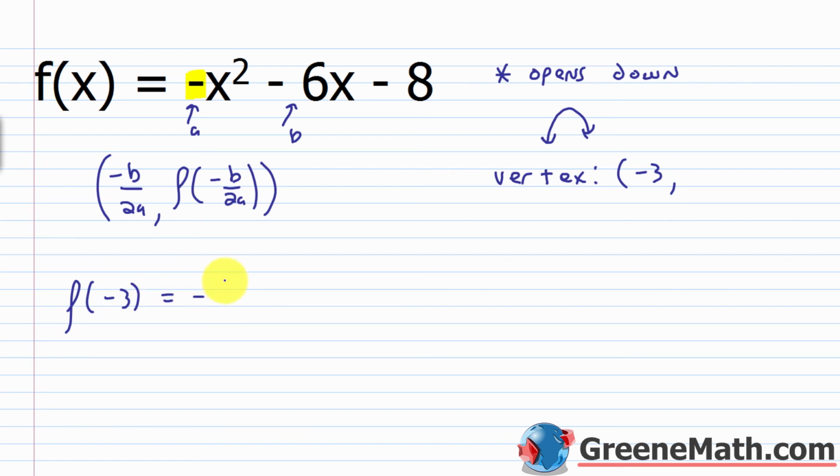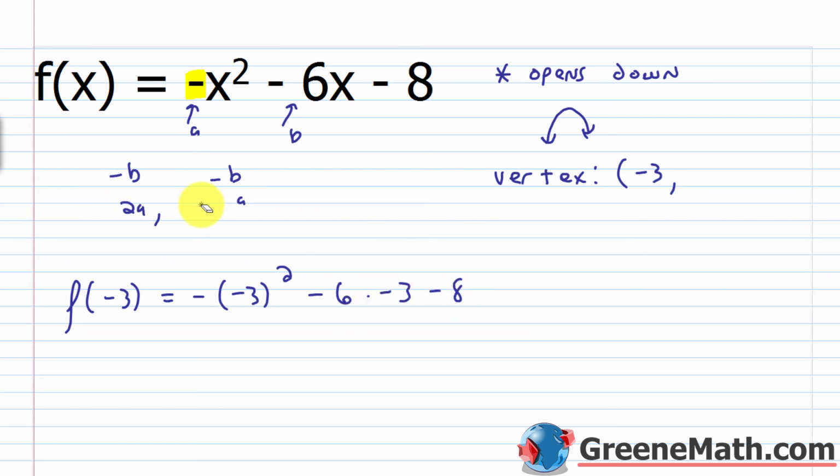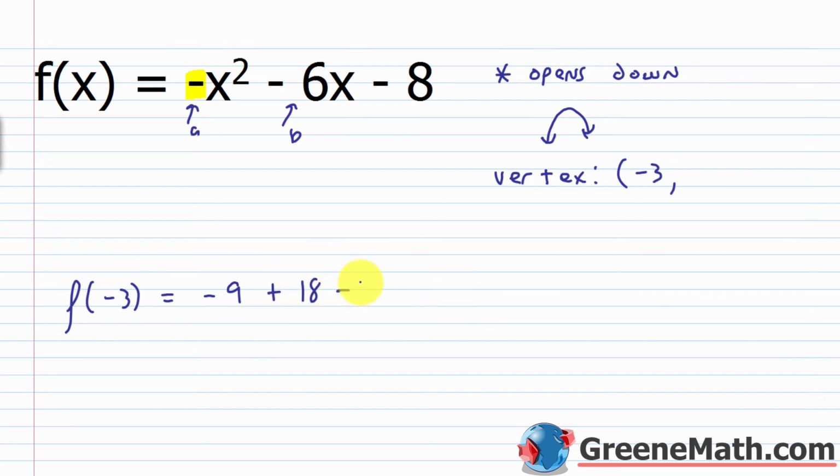This would equal negative, and then negative 3 squared, minus 6 times negative 3, then minus 8. Let's erase this. So negative 3 squared is 9. So I'd have the negative of 9, just negative 9. And then negative 6 times negative 3 is positive 18. So this would be plus 18. And then it would be minus 8. So negative 9 plus 18 is going to give me 9. 9 minus 8 is 1. So the vertex will occur at negative 3, comma 1.